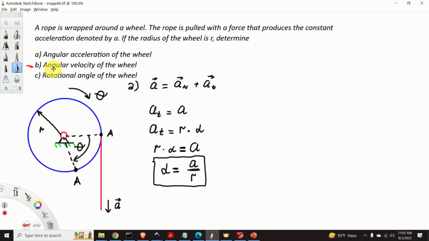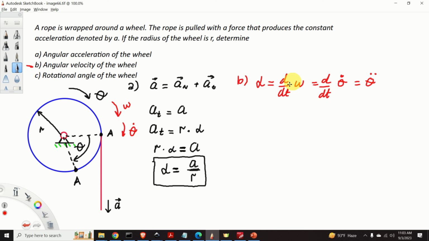Let's solve problem B. We need to compute the angular velocity of the wheel. The angular velocity is usually denoted either by omega or theta dot. There is a nice relationship between alpha and omega. Alpha is simply the first derivative of omega. That is, the angular acceleration is the first derivative of the angular velocity. And if you use theta dot, this equation will look like this. Derivative of theta dot, and that's the second derivative of theta.